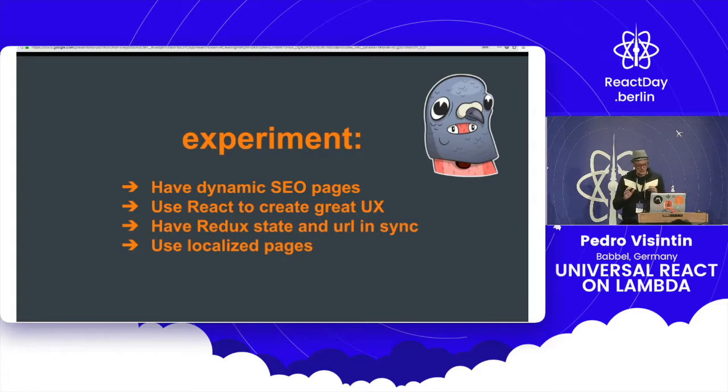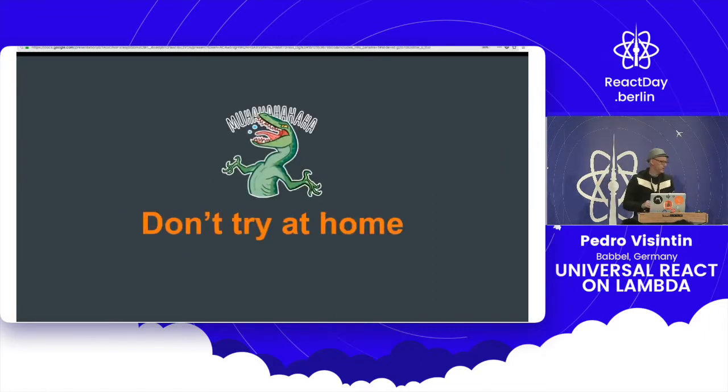The other thing that we want to do is use Redux, of course, and keep the URL in sync automatically between the browser and the state. So when we change the URL, the state changes automatically, and when we change the state, the URL changes automatically, and we keep the URL in sync and keep the page localized. So yeah, this is an experiment. I'm not saying that everybody has to do this, or that this is the right way to do it. No, not that.